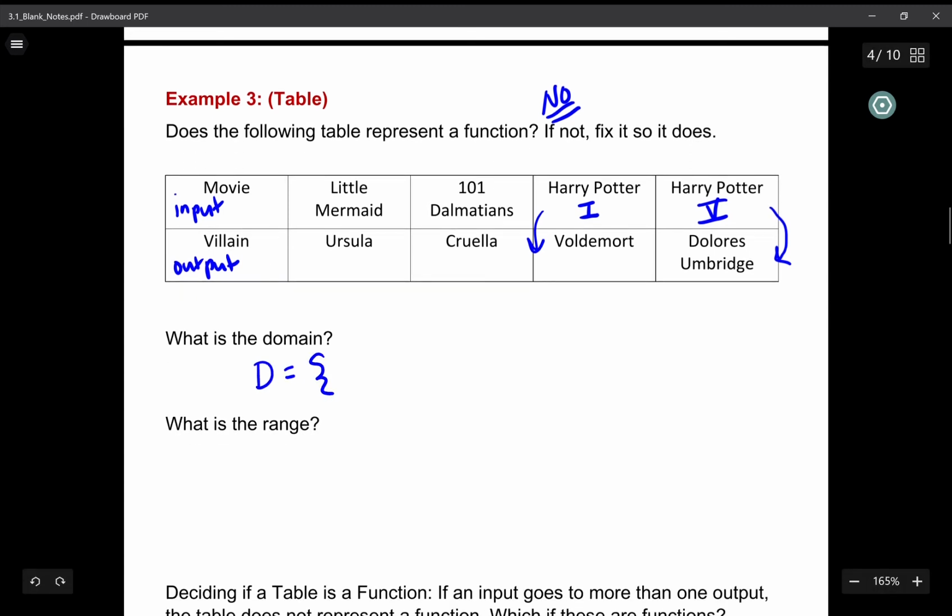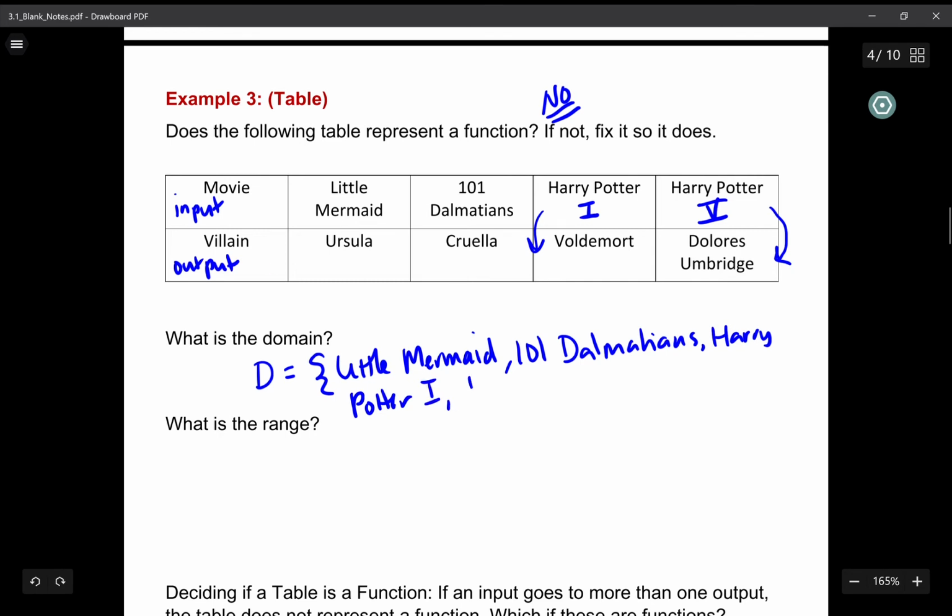Well, those are all my inputs. So that would be The Little Mermaid, 101 Dalmatians, Harry Potter 1. Oops, I almost spelled Harry Potter wrong. That's embarrassing. Got excited there. Harry Potter number 1 and Harry Potter number 5.